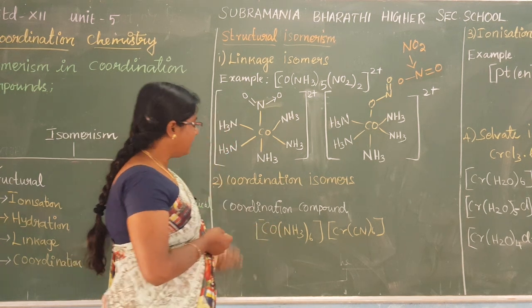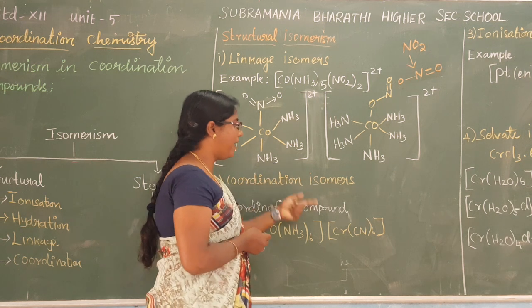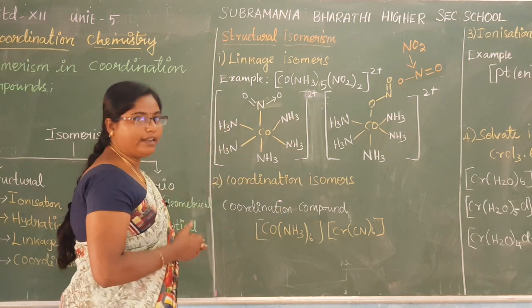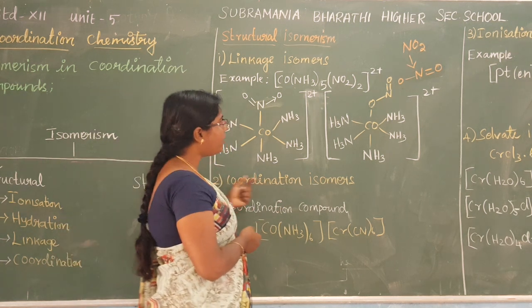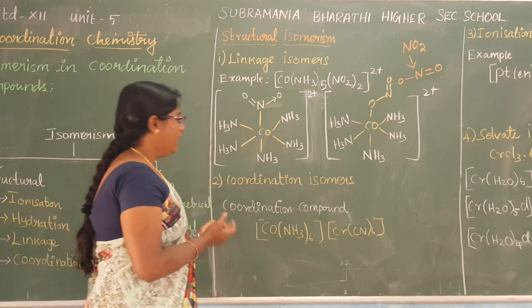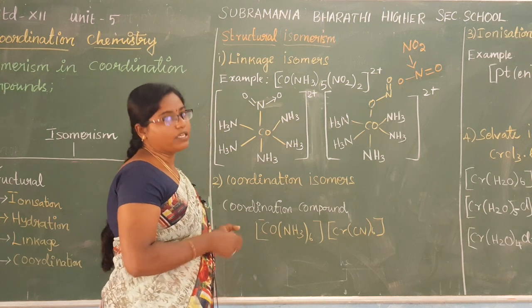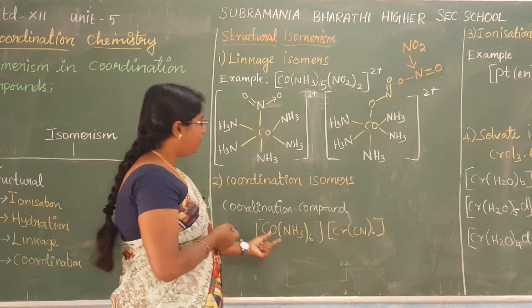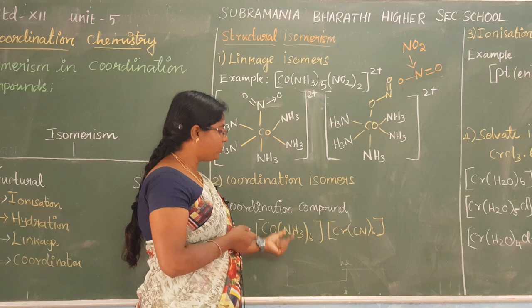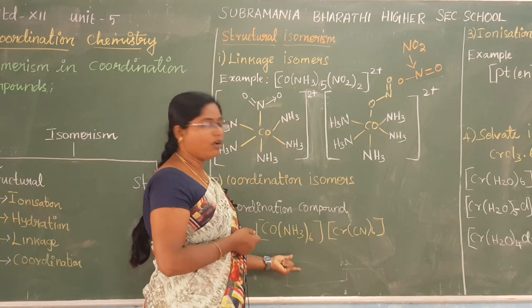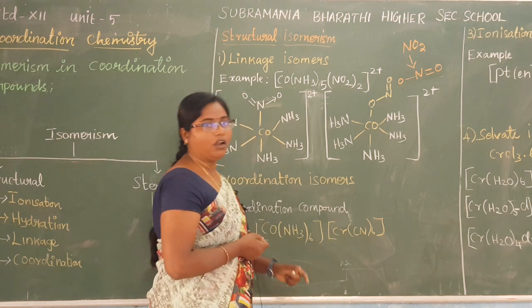Yes. So the next one is coordination isomers. What is that? From the name itself we can say, if the coordination compound has both the cation as well as the anion, there will be a possibility of exchange of the ligand between the cationic complex as well as the anionic complex.